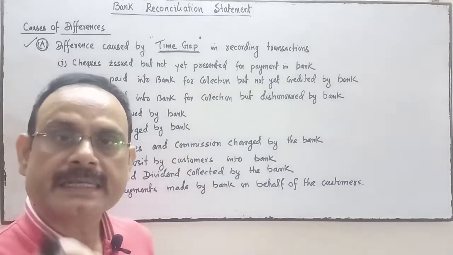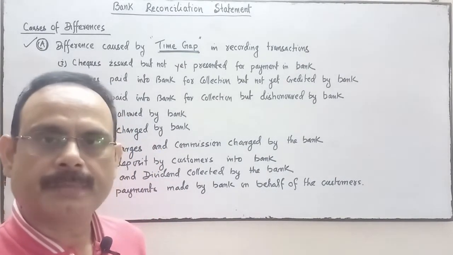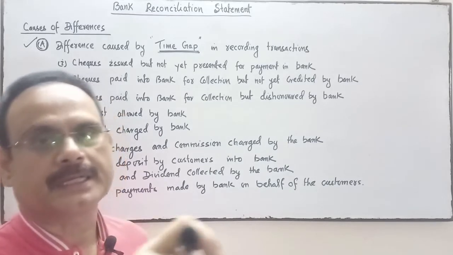So direct payment made by the bank on behalf of the customer. Bank serves as an agent. You know the banking function, the bank also serves as an agent of the customers.